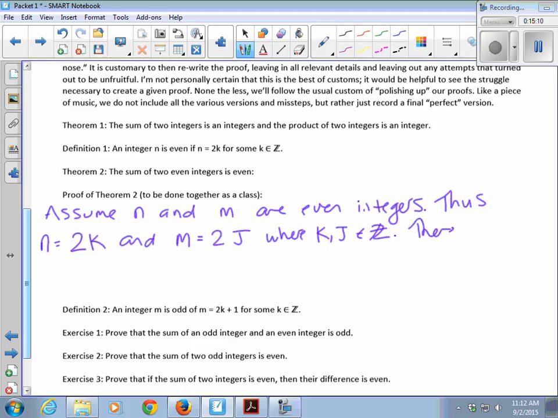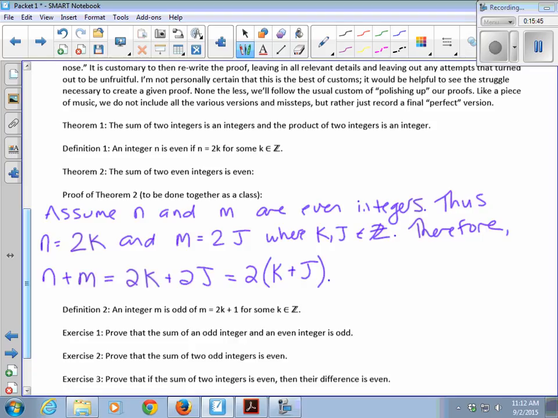Therefore, n plus m is 2k plus 2j, just a little substitution. And what do you notice about 2k plus 2j? Yes, you can factor out a 2, right? So factor out a 2, so that's 2 times k plus j.